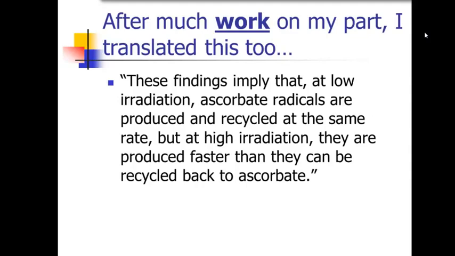So it says, these findings imply that at low irradiation, ascorbate radicals are produced and recycled at the same rate, but at high irradiation, they are produced faster than they can be recycled back to ascorbate. So at least now I think you can understand the gist of what the authors were trying to say. Notice what I did here: I stripped a lot of the extra words from that sentence. I've probably cut it down to about half the size of the original sentence, and then I turned those nouns, production and recycling, back into verbs, produced and recycled. I did a few other things in terms of the logic as well.